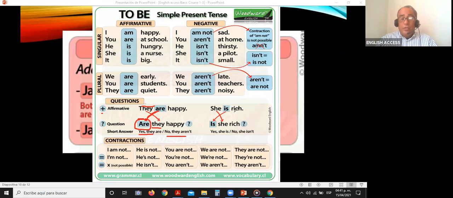She is rich. If you want to create a question, we move is to the first position and she at the second position. She, or the name of the person in this case. And the answer is affirmative: yes, she is, or no, she isn't. And also we learn about the constructions. There are many ways to answer.